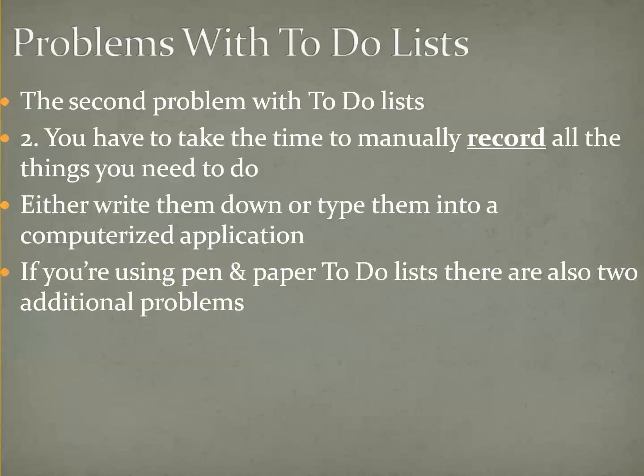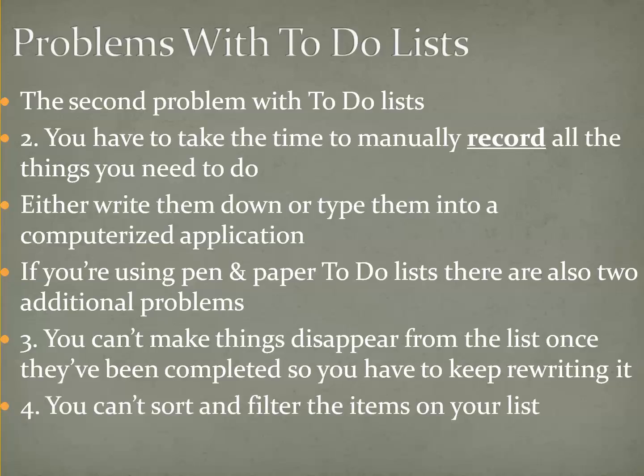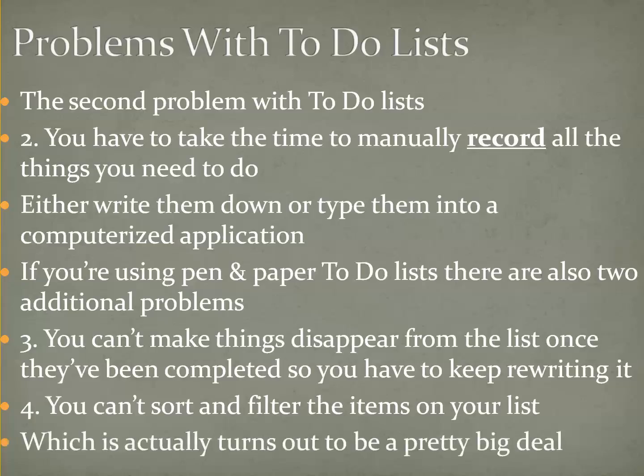And if you're using a pen and paper to-do list, then there are also two additional problems. Number one, you can't make things disappear from your list once they've been completed, so you have to keep rewriting your list. And second, you can't sort and filter the items on a handwritten list, which actually turns out to be a pretty big deal, as you'll see in a little bit.